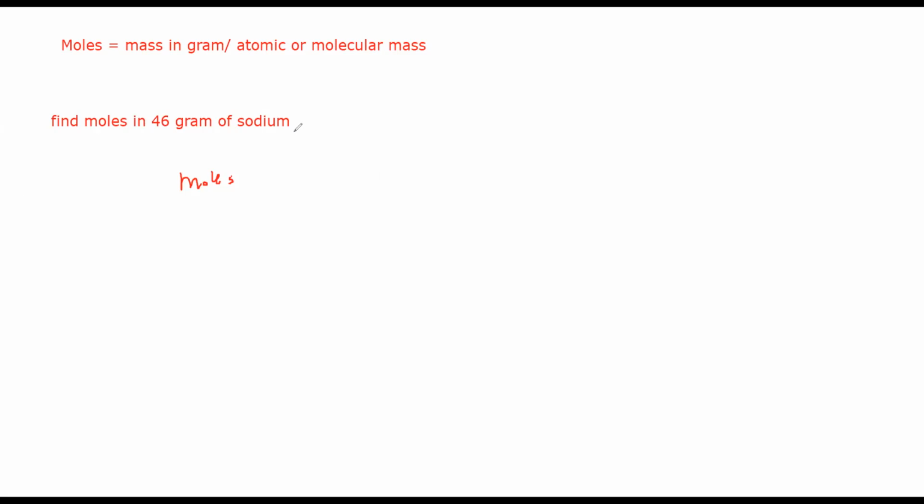So moles equal, you have to use the periodic table for this. Moles equal mass in gram divided by atomic mass. So mass in gram is given for sodium, it's 46. For the atomic mass of sodium, you check the periodic table. In the exam, the periodic table will be there. So you have to use that periodic table to work out the mass.